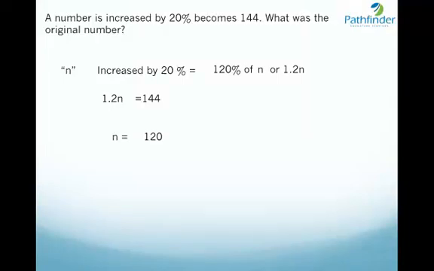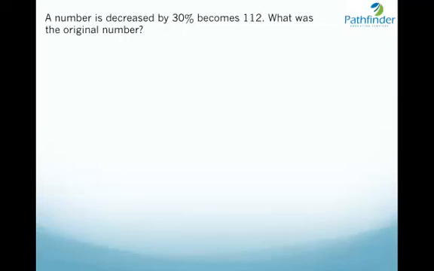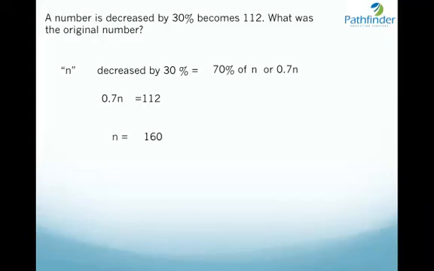Let us take another similar question. A number is decreased by 30%. It becomes 112. What was the original number? So when a number is decreased by 30%, it becomes 70% of itself. So n decreased by 30% is 70% of n or 0.7 n. So what do you equate here? 0.7 n is equal to 112 and n is equal to 160.